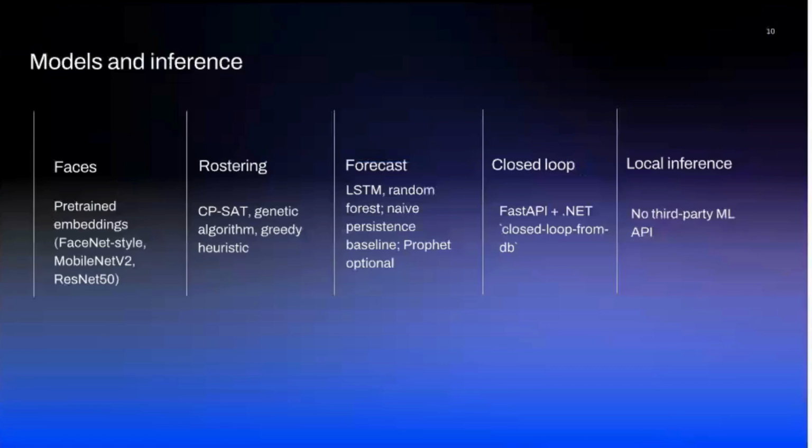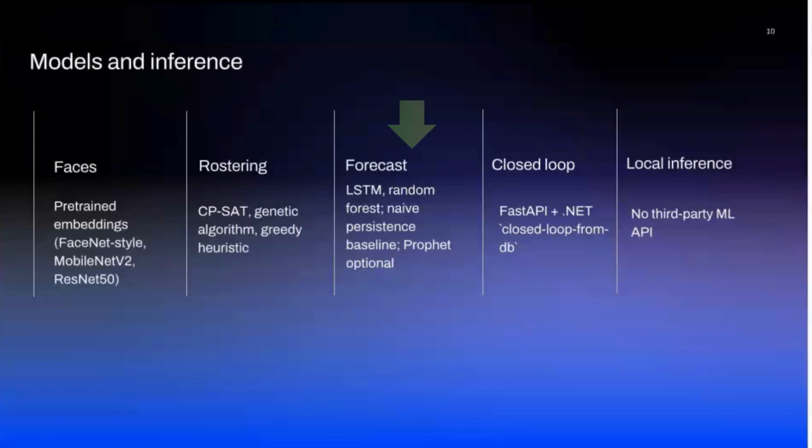Next, I will explain the models and inference process used in this project. For faces, I use pre-trained embeddings and compare FaceNet style, MobileNetV2 and ResNet50. For rostering, the same input snapshot is solved with CP-SAT, a genetic algorithm, and a greedy heuristic, so methods can be compared fairly. For forecasting, I use LSTM and random forest with naive persistence as the baseline, and Prophet only if that optional package is installed.